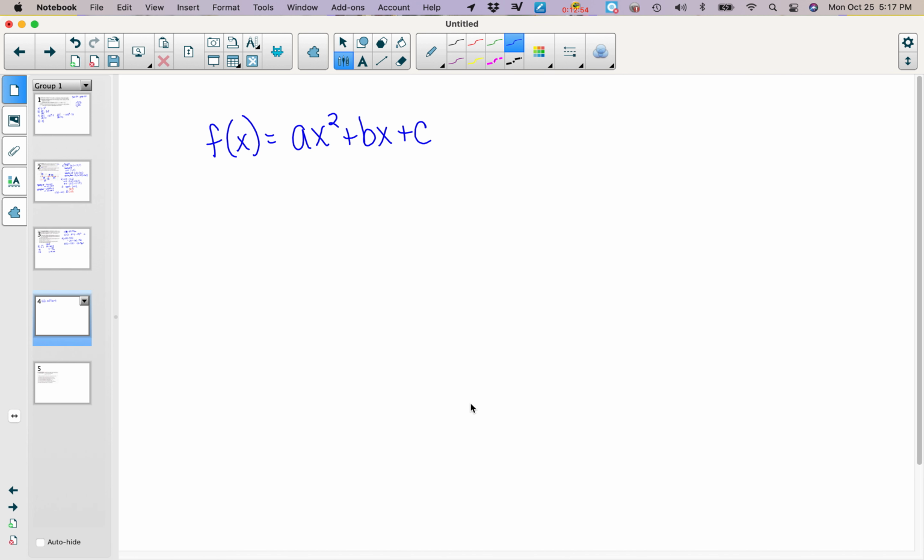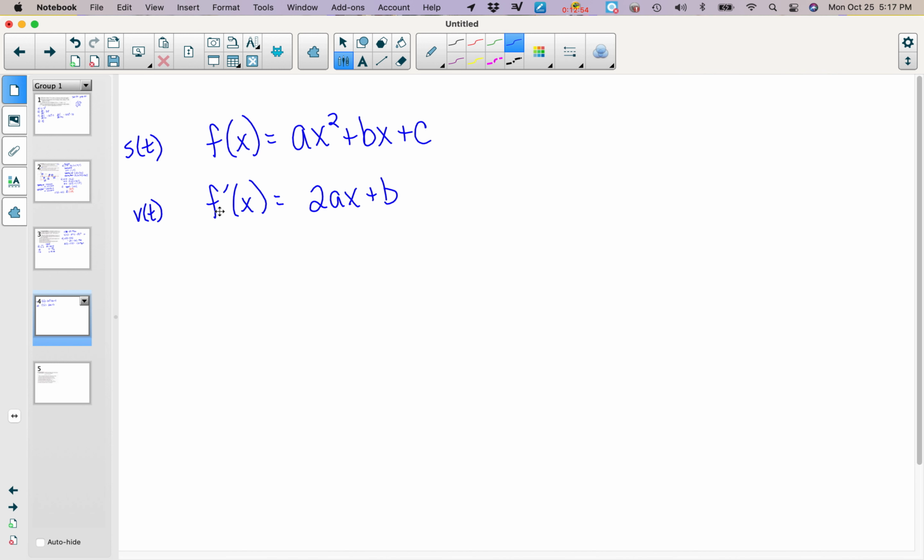So on a little side note, suppose we have f of x equals ax squared plus bx plus c, recognizing our equation for a quadratic. If you were to take the derivative with respect to x, a, b, and c are constant, so we get 2ax plus b, right? c is a constant. So now let's imagine this was position. Imagine this was velocity, okay?